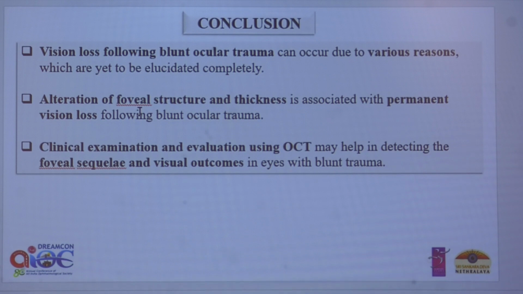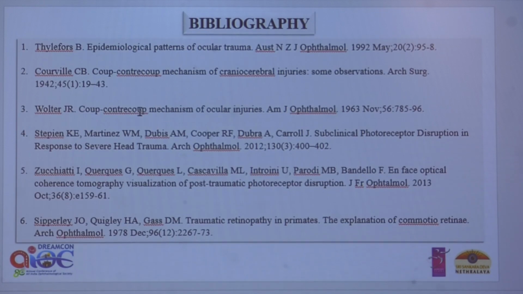In conclusion, vision loss following blunt ocular trauma can occur due to various reasons which are yet to be completely elucidated. Alteration of foveal structure and thickness is associated with permanent vision loss following blunt ocular trauma. Clinical examination and evaluation using OCT may help in detecting the foveal sequelae and visual outcome in eyes with blunt trauma. These are my references.